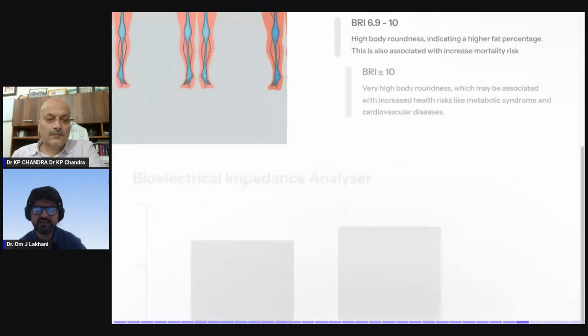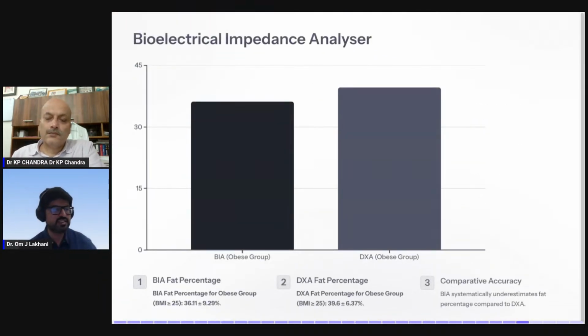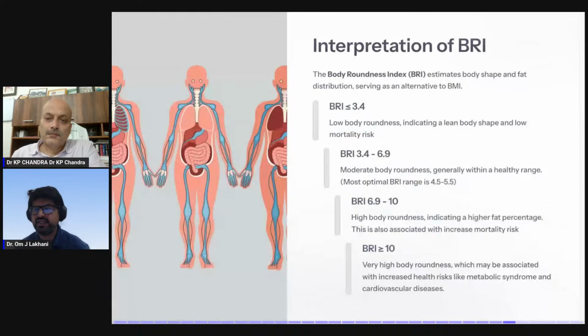Now, there's a recent study which has looked at body roundness index and the risk of cardiovascular disease, and they found that BRI less than 3.4 is normal. 3.4 to 6.9, you have moderate risk, which probably I have. Body roundness index of 6.9 to 10 is definitely on the higher end, and more than 10, you have higher risk of cardiovascular disease, so more likelihood of metabolic syndrome and cardiovascular disease.